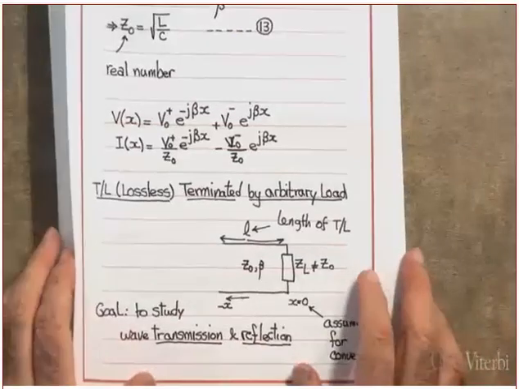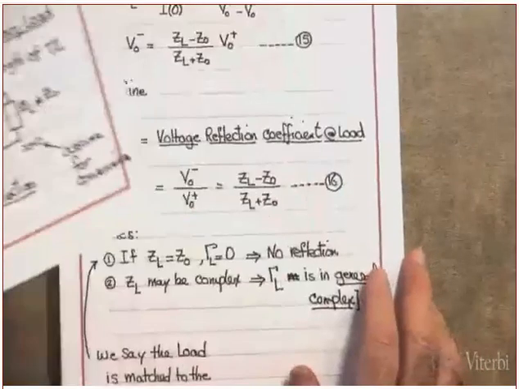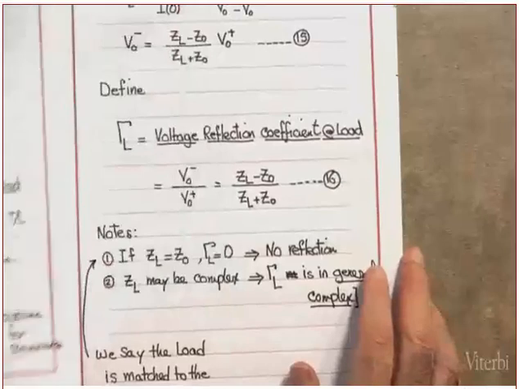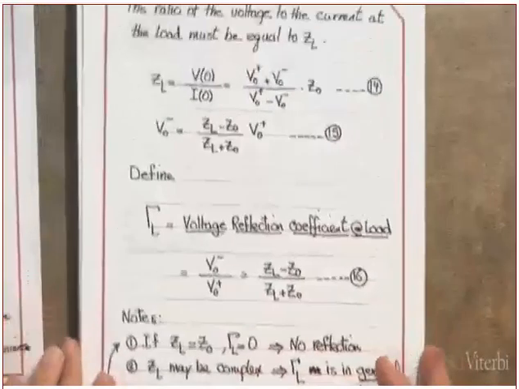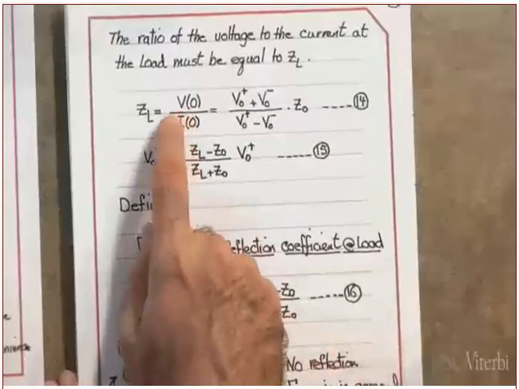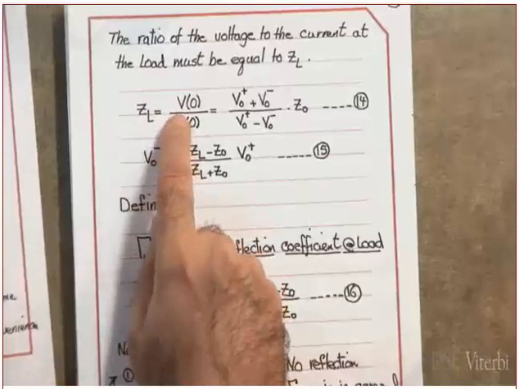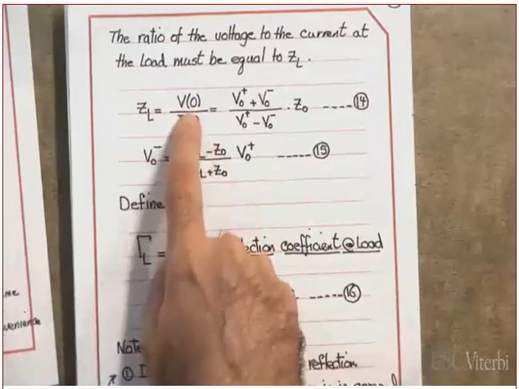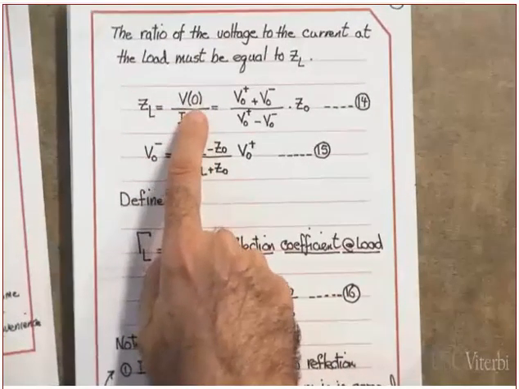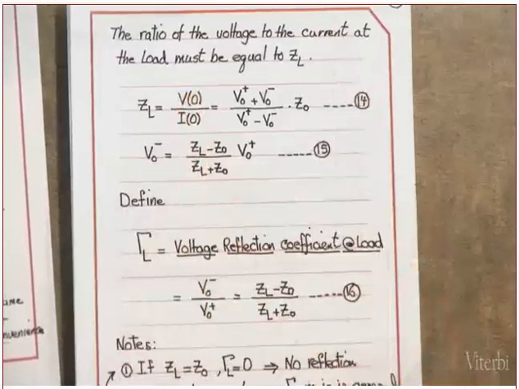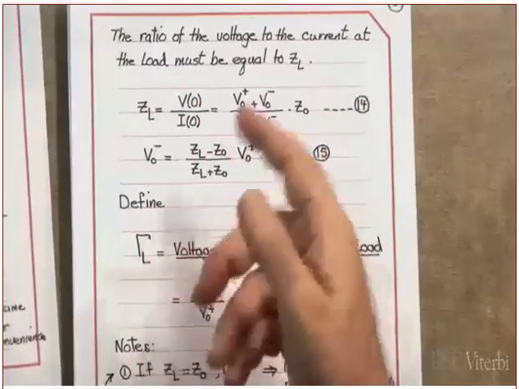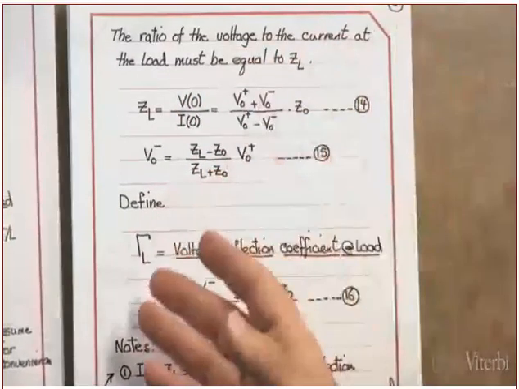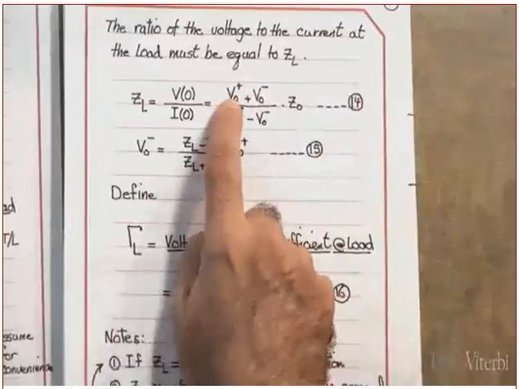Yes or no? Okay. Let me know if I'm going fast. No, I'm not going fast. All of this, by the way, we did last time. This is a quick review. So ZL is V of 0. Can I have access to V of 0 at the load? Can I measure it? Of course I can measure it. Clear? It is this one that I don't have access to.